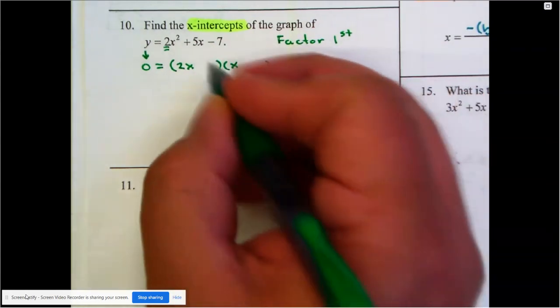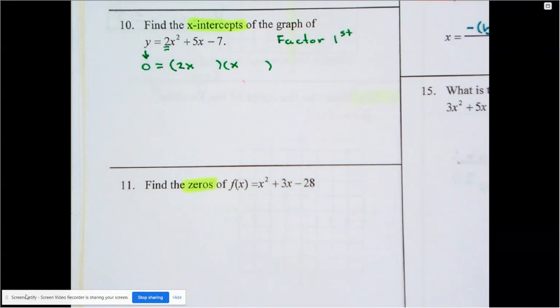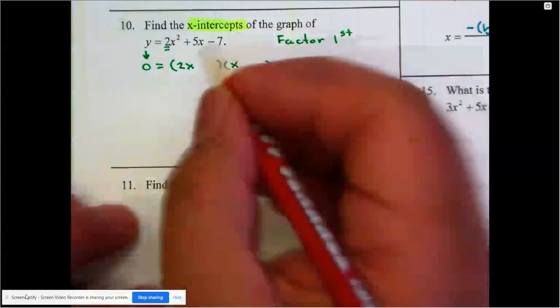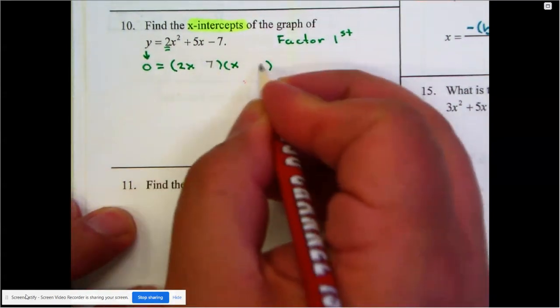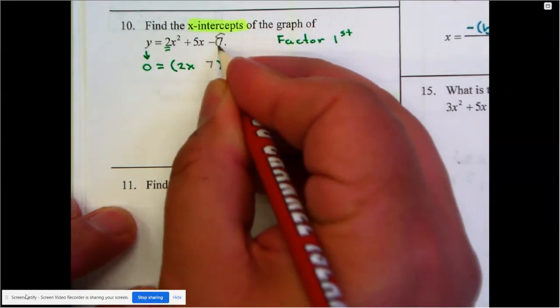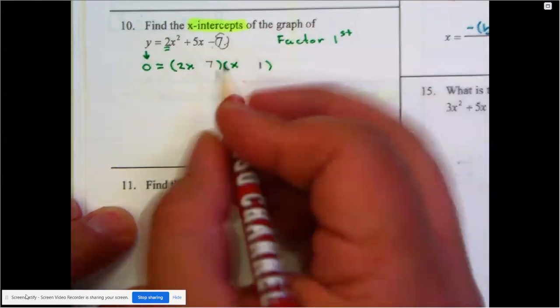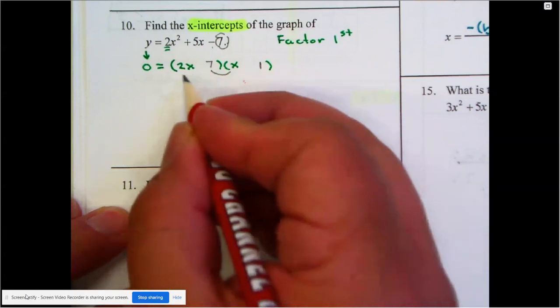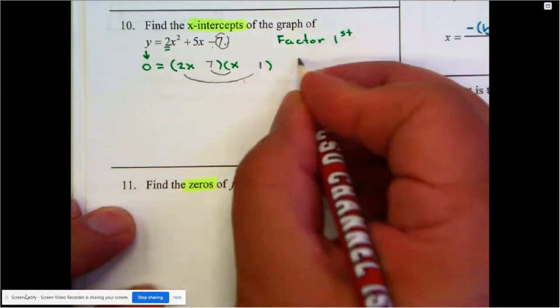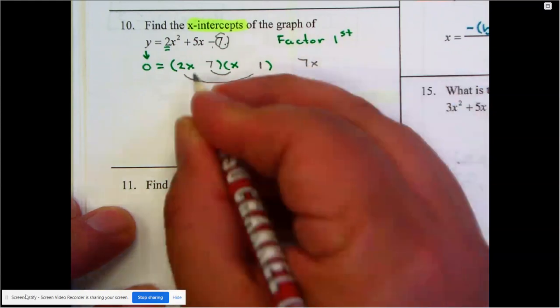The issue is that when I put these numbers in, I could try one set first. Let's see. What if I said 7 and 1? That's how I get a 7 right there. We know one of them is a negative. 7 times x, 2x times 1, that's 7x.